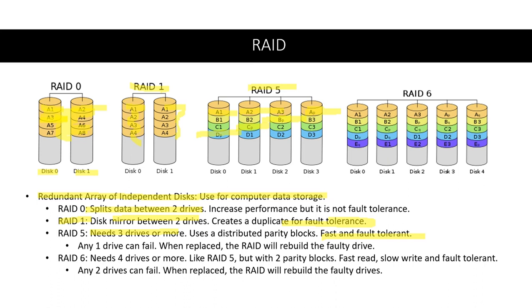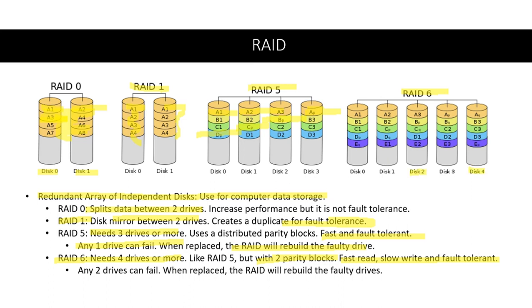And if you see along here, the parity keeps moving, so the parity goes into the different drives. RAID 5 is fast because you're writing to multiple drives at the same time, right? And it is fault tolerant because if anything fails, you pull one drive and replace it and it gets rebuilt. Now, with RAID 5, only one drive can fail, right? When you replace it, it will get rebuilt, but only one drive can fail.